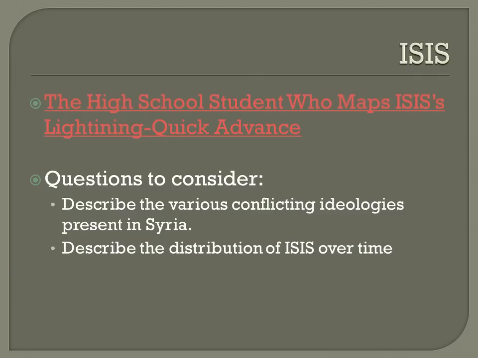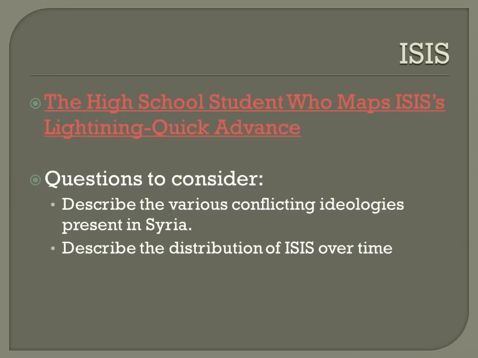And then finally, last one: this map shows how a high school student maps ISIS's lightning quick advance. It's the title of the article. In this case, a student uses social media to track the changing dynamic in just one country, Syria. If you take a look at this article, it shows a lot of different groups. So I want to give you an idea of some of the groups that are fighting in Syria, just so that you're aware.